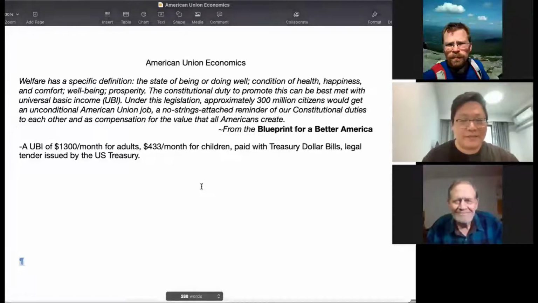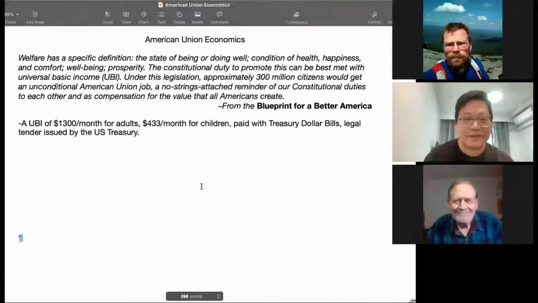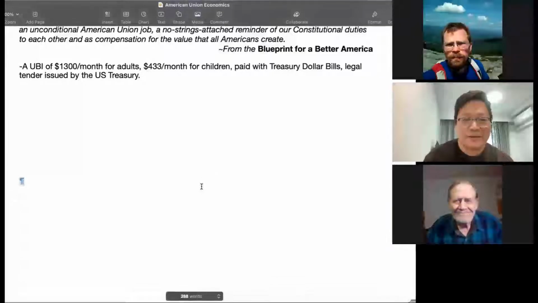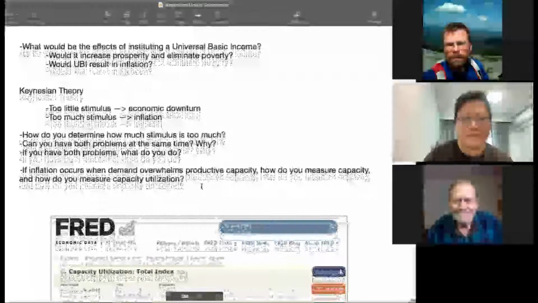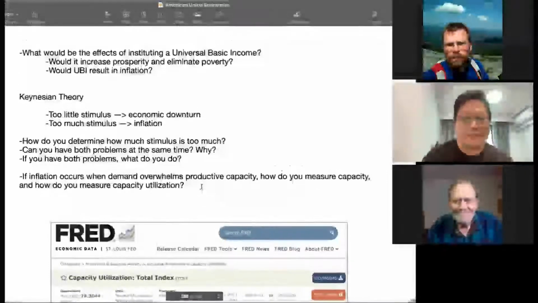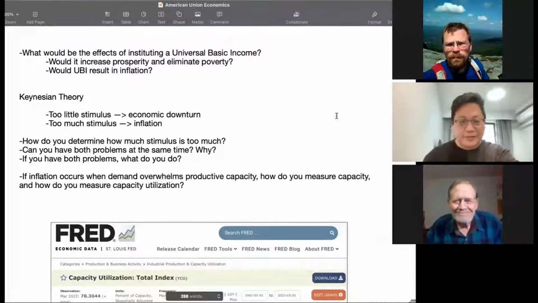So in the plan, we have a UBI of $1,300 a month for adults, $433 a month for children, paid with Treasury dollar bills, which is legal tender issued by the U.S. Treasury. So today I wanted to talk a little bit about the economics of universal basic income. We have a fair-sized UBI movement. And I think it's very important to ask the question of macroeconomics around UBI.